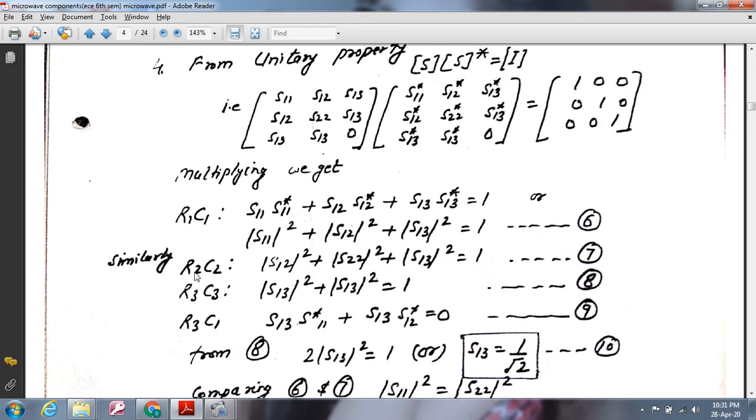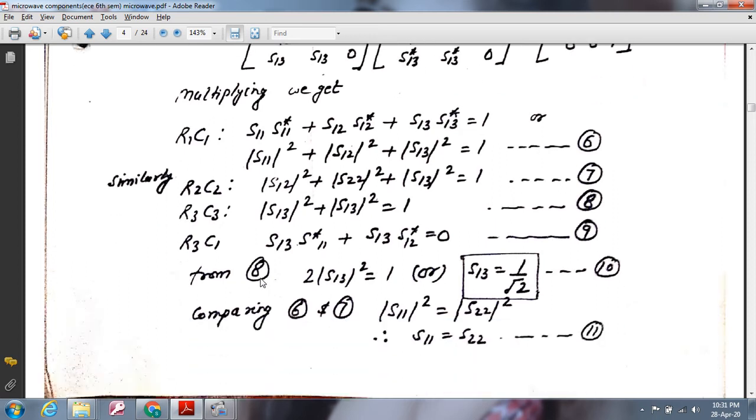This is R2 C2. So here in this equation, this is R2 and this is C2. So this will be the element 1. That is why this R2 C2 equals 1. This is equation number 7.